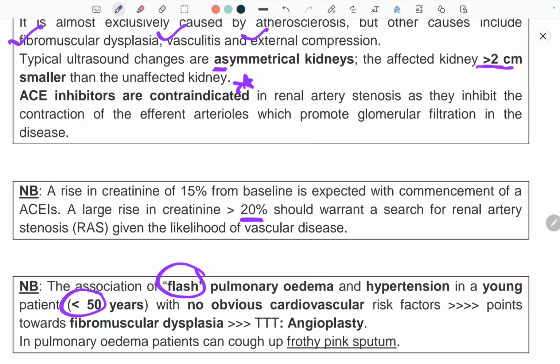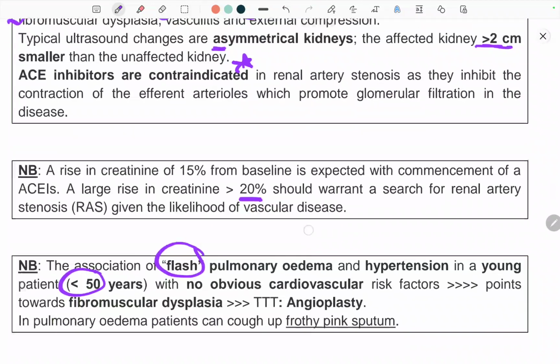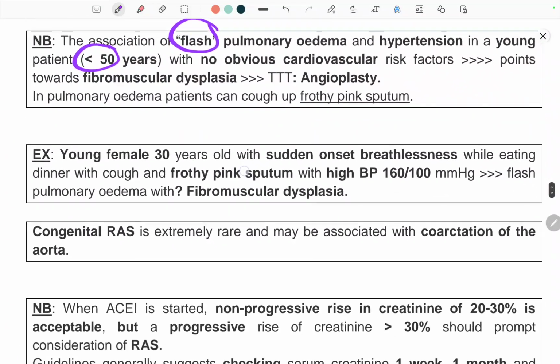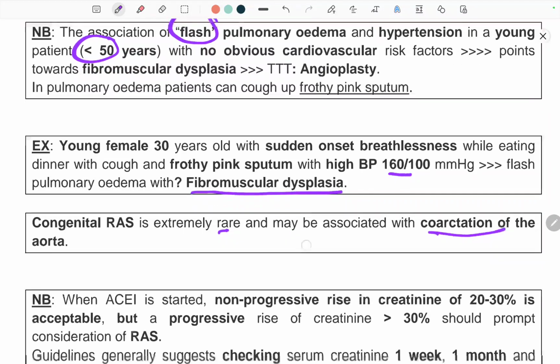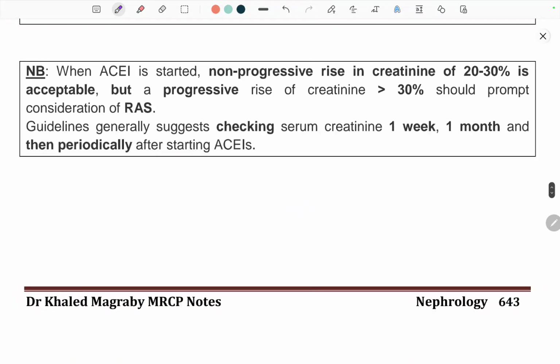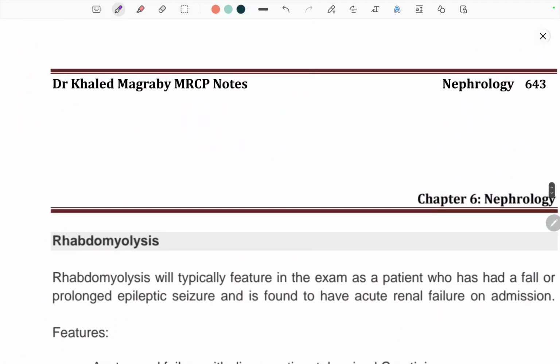Treatment is angioplasty. Pulmonary edema patients present with frothy pink sputum. Example: a young female, 30 years old, with sudden onset breathlessness while eating dinner, with cough and frothy pink sputum, high BP 160: flash pulmonary edema, fibromuscular dysplasia. Congenital RAS is extremely rare, may be associated with coarctation of aorta. When ACE inhibitors are started, a non-progressive rise in creatinine of 20-30% is acceptable. A progressive rise in creatinine of more than 30% should prompt consideration of RAS. Guidelines generally suggest checking serum creatinine within 1 week, 1 month, then periodically after starting ACE inhibitors.